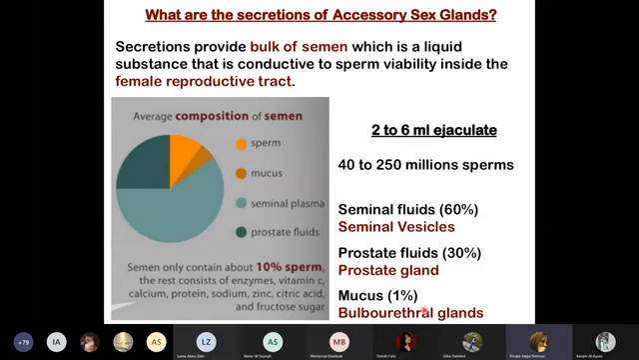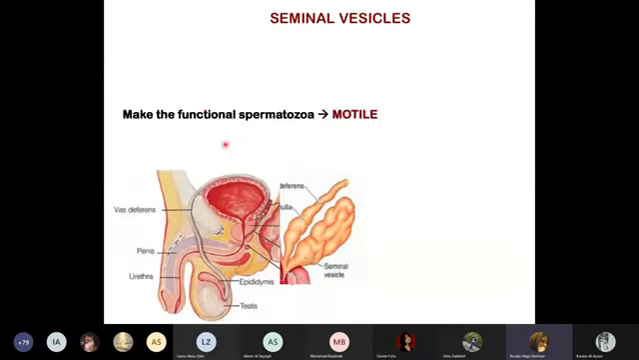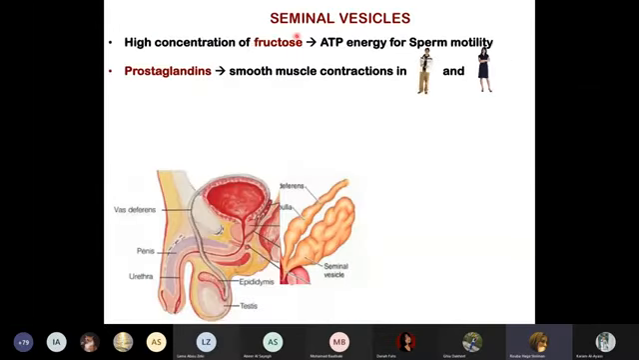We start with the first gland, which is the seminal vesicles. These are like sacs that are attached to the vas deferens near the base of the bladder. The important thing is that they secrete high concentrations of fructose. Fructose will provide ATP energy for the sperm to be motile. Seminal vesicles also secrete prostaglandins. Prostaglandins are important because they will trigger the contractions of smooth muscles in both the male and the female reproductive system.